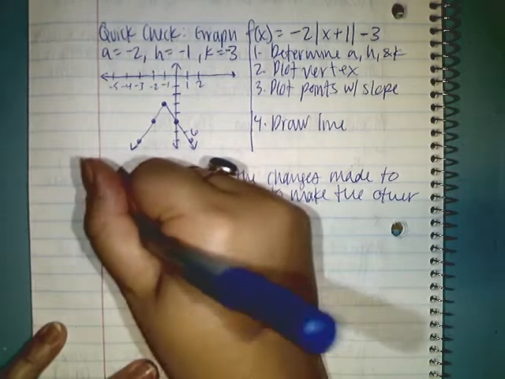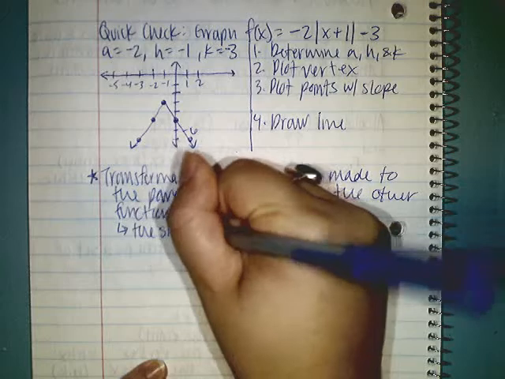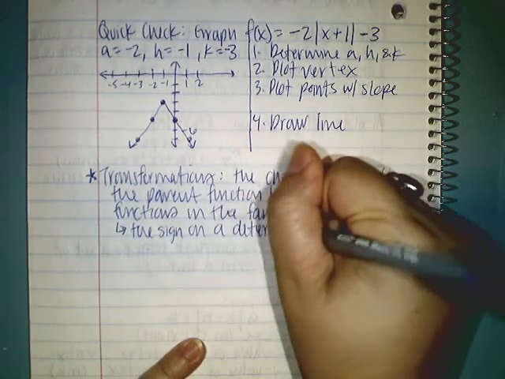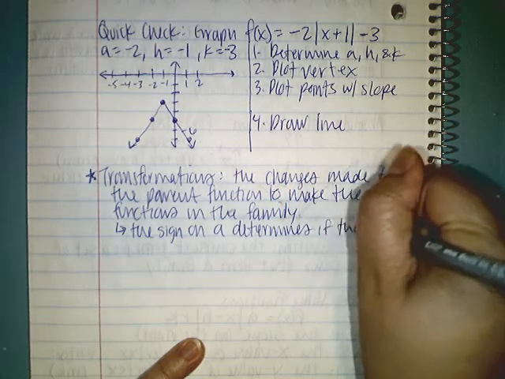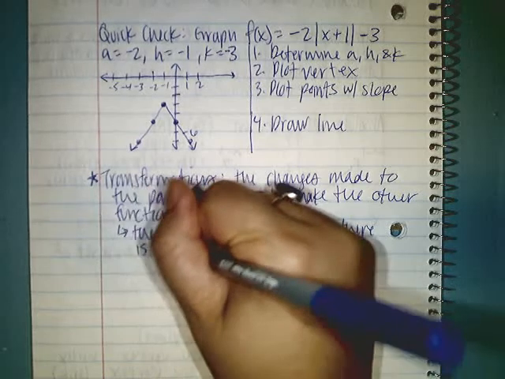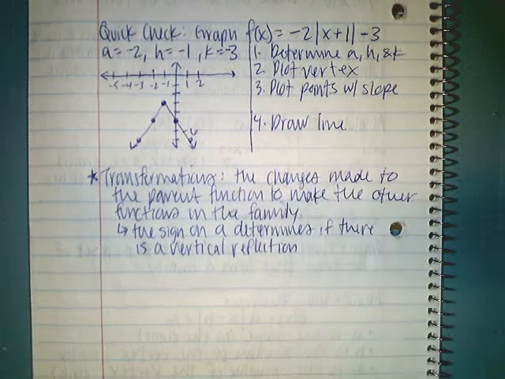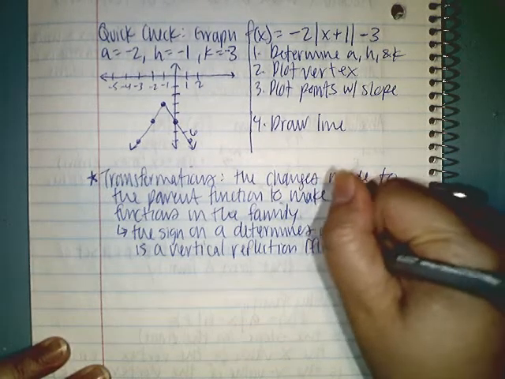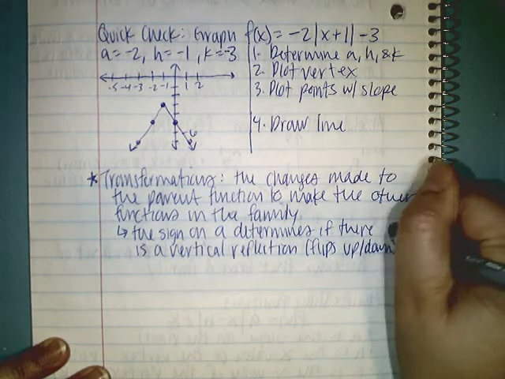So the first thing I want to talk about is A. So the sign on A determines if there is a vertical reflection. So you may remember some of these transformation terms from geometry, but a vertical reflection is when it flips up and down. So a vertical reflection flips up and down.